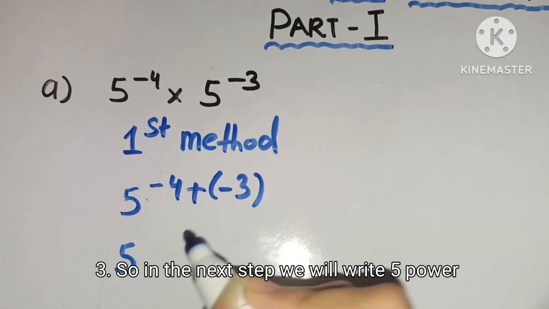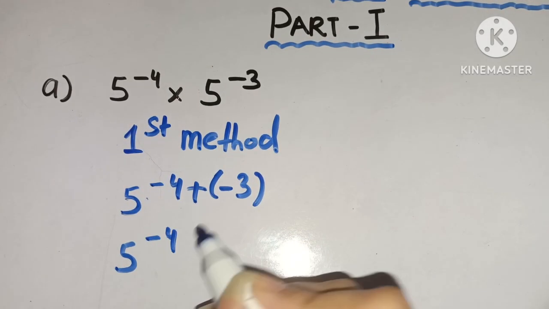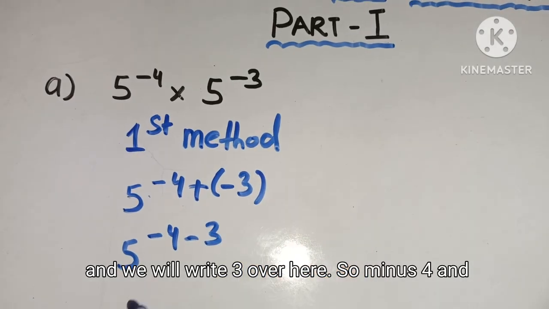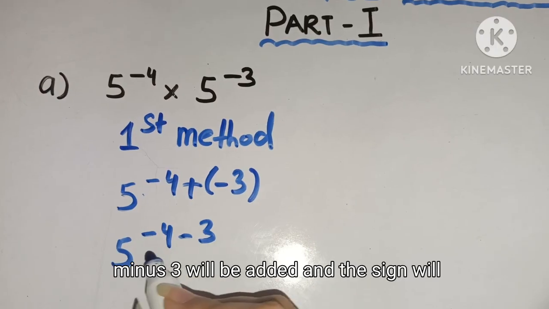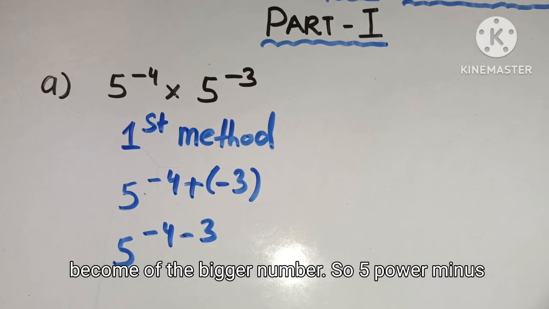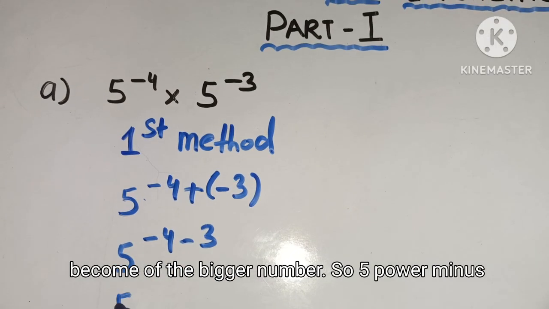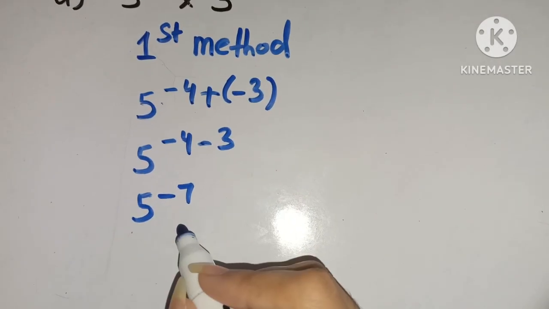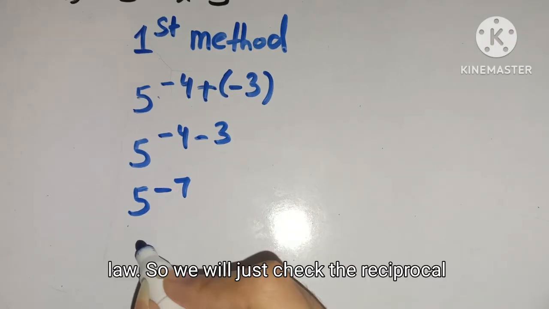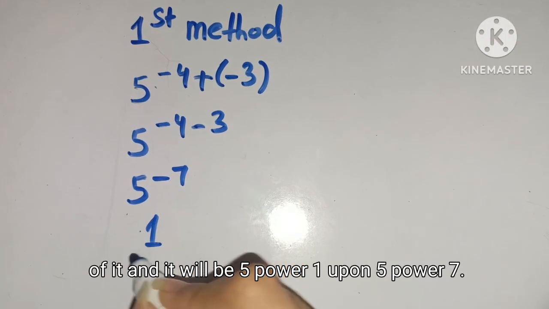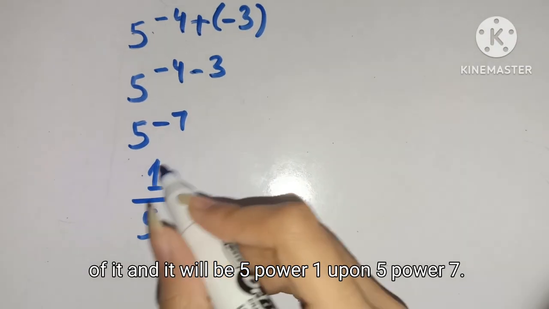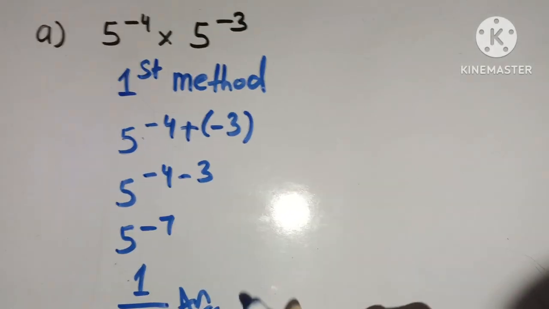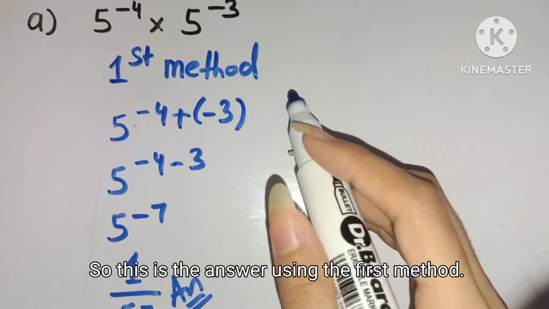In the next step, we write 5 power minus 4 plus minus will be minus, and we write 3 over here. So minus 4 and minus 3 will be added, and the sign will be of the bigger number. So 5 power minus 7. And here we apply the 7th law of exponent, which is the negative exponent law. We just take the reciprocal of it, and it will be 1 upon 5 power 7. So this is the answer using the first method.